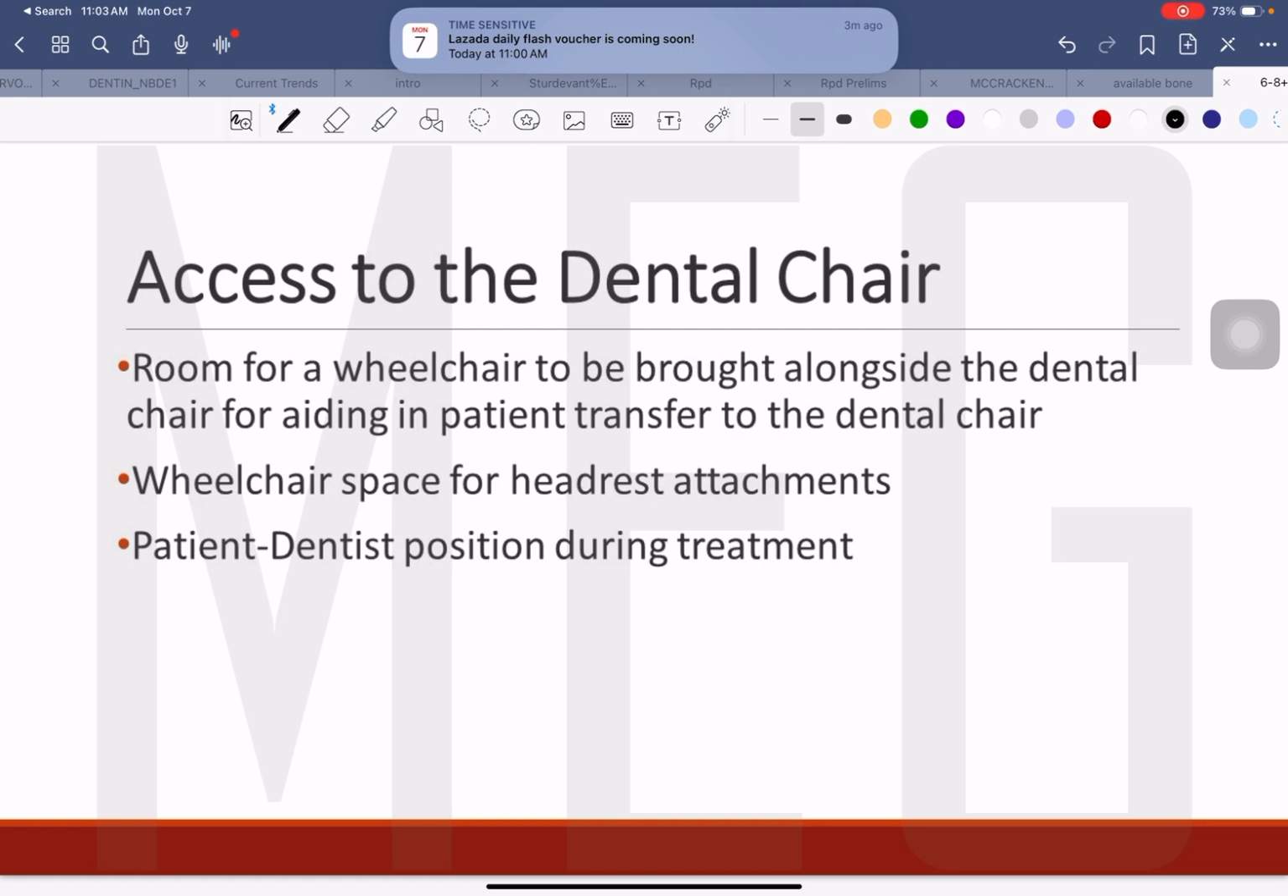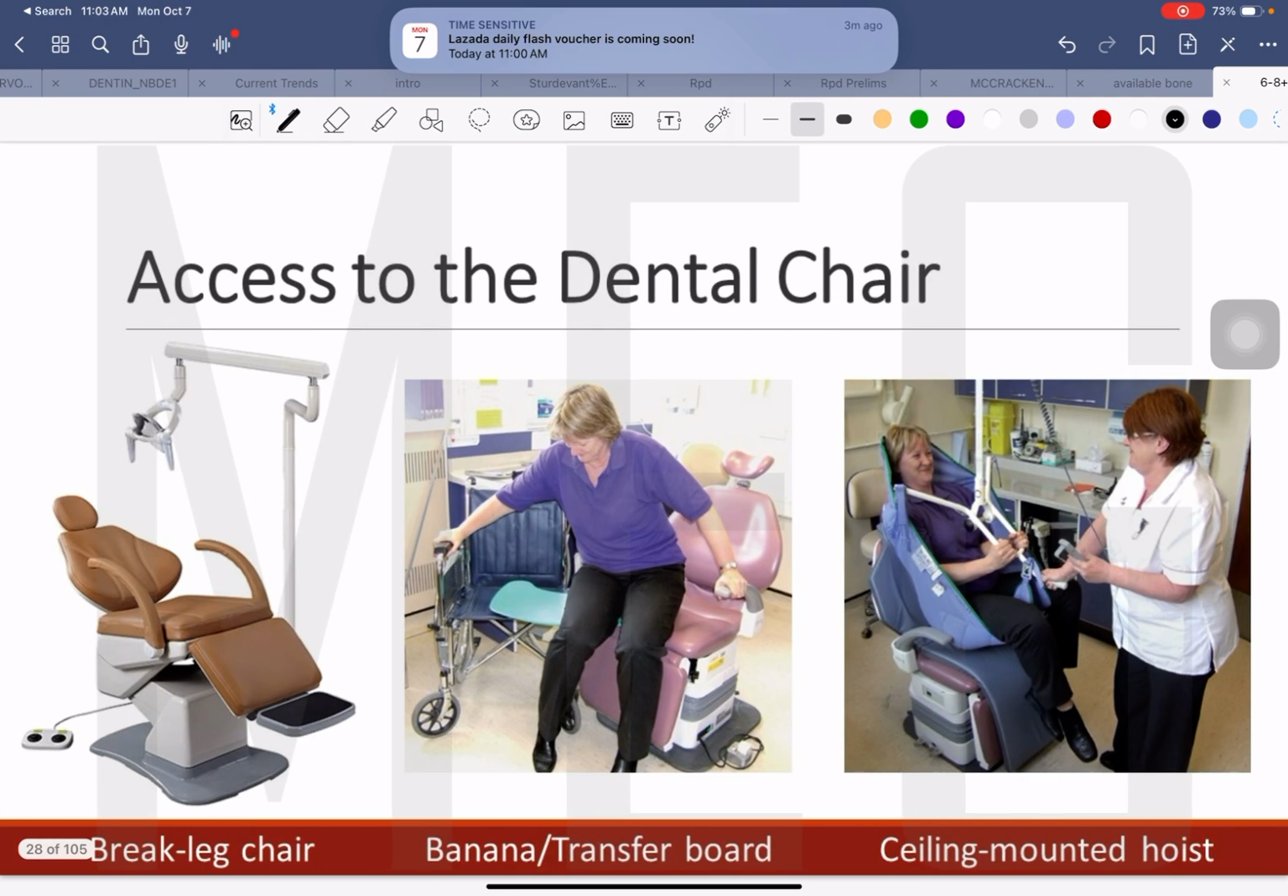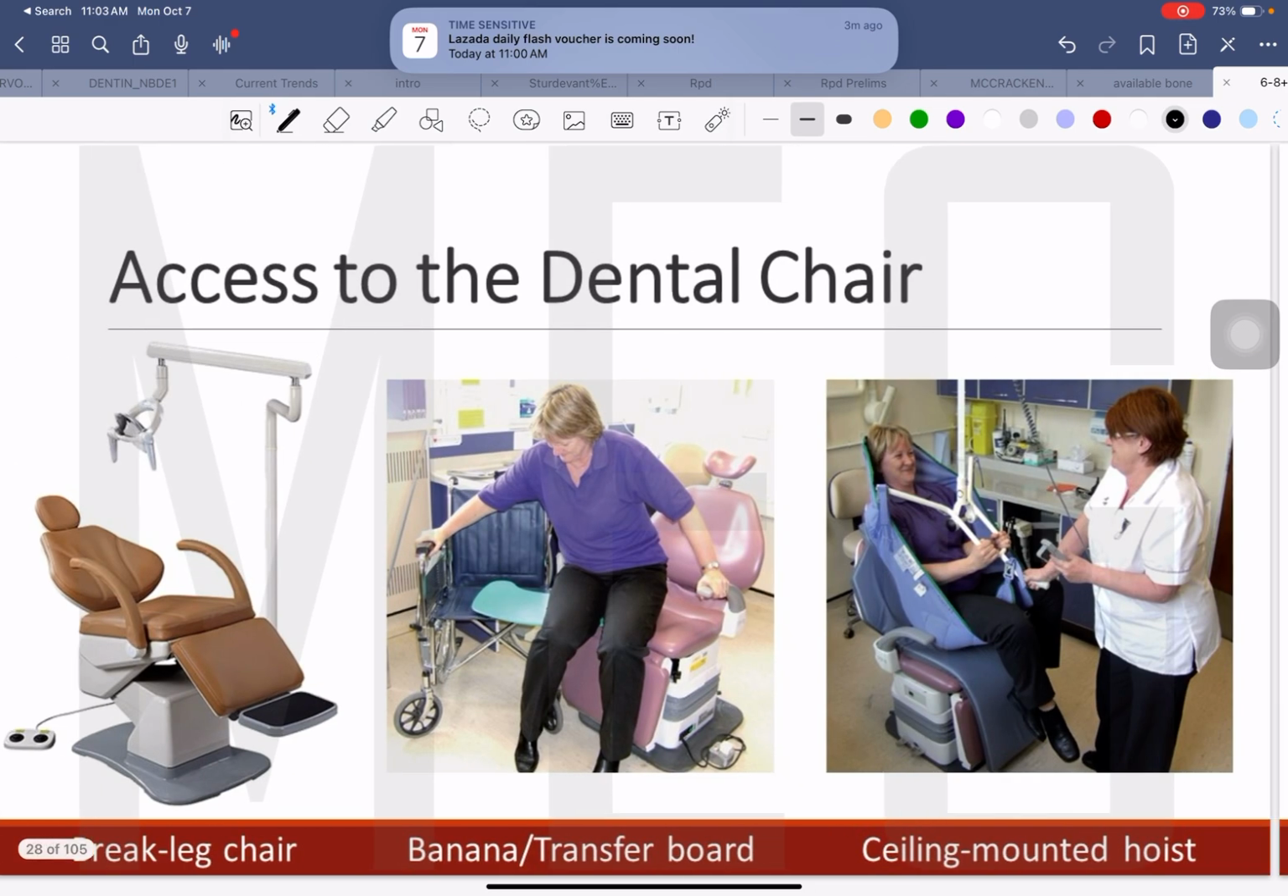So that is one way, without putting the patient on the chair. Another, if you can see the break leg chair, the old dental units that we had, it had a break leg chair. This is for patients who are non-mobile because they are only raising their body with their hands, and their feet and their legs keep on dragging. So this is one good way of transferring patients.